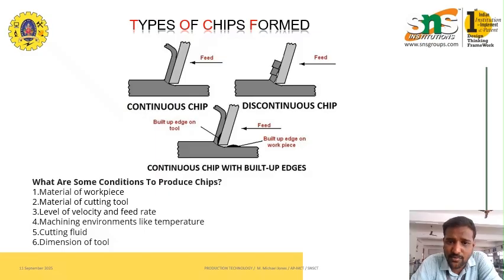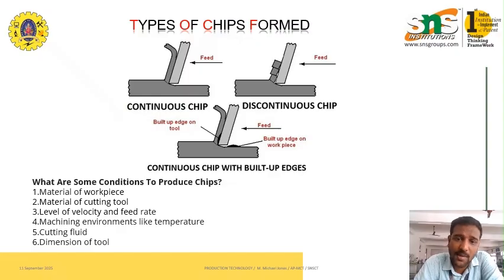Some other types of chips. What are the types of chips? All chips are not unique or uniform. The chips may be in different forms. That is, continuous chips, discontinuous chips, and continuous chips with built-up edges. These are the primary types of chips that can be formed, categorized into these three broad categories.